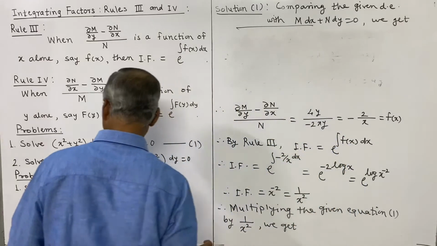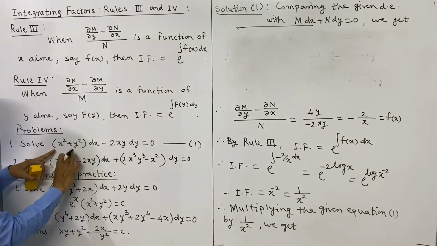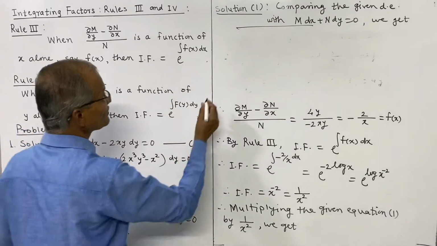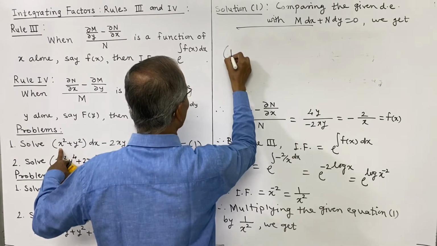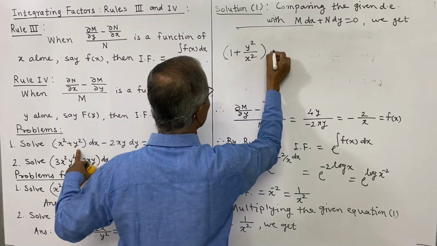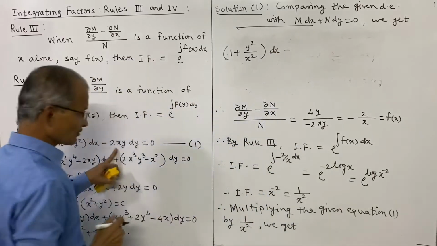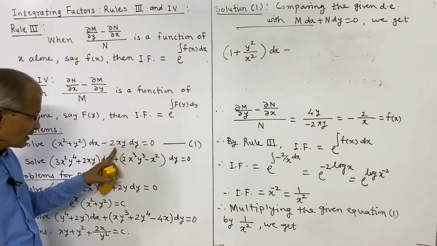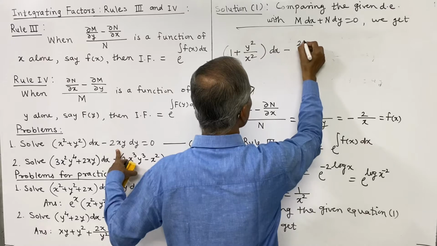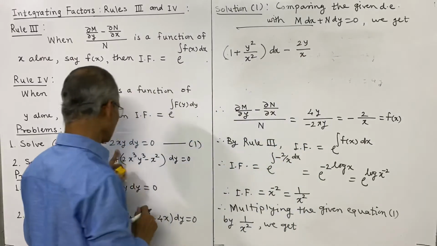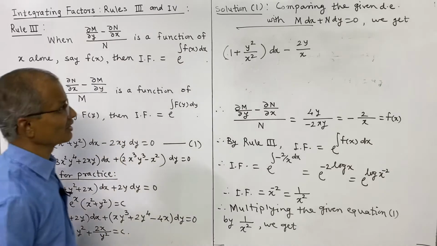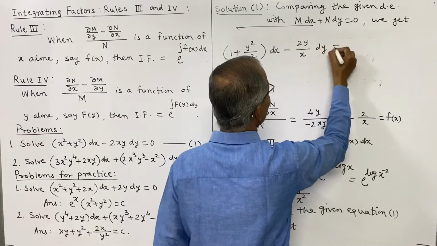See what will be the resulting equation. 1 upon x square, we have to multiply, meaning divide each term by x square. I am writing directly from this equation. Divide this by x square, we shall get 1 plus y square upon x square into dx, minus 2xy divided by x square. One factor of x from numerator and denominator cancels, and it remains minus 2y divided by x. You should check it. So minus 2y remains at the numerator and x remains at the denominator, into dy is equal to 0.